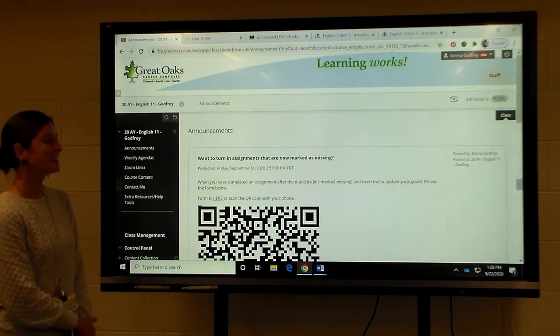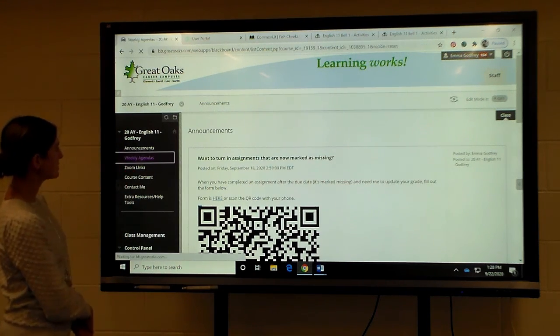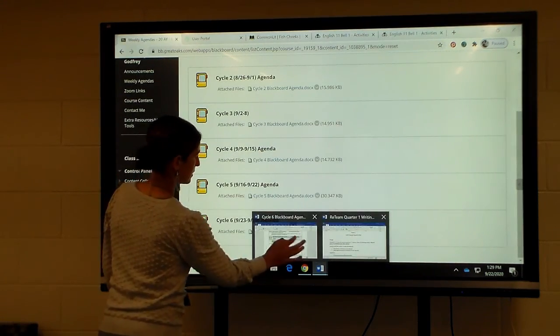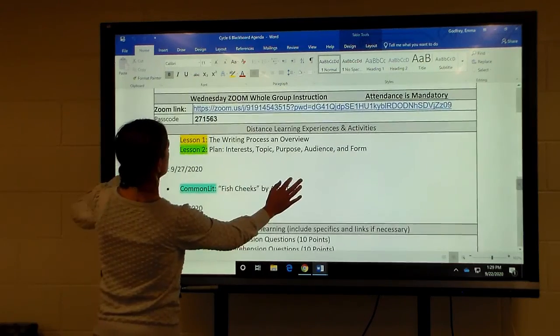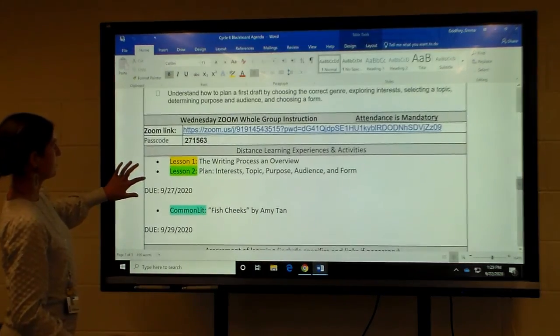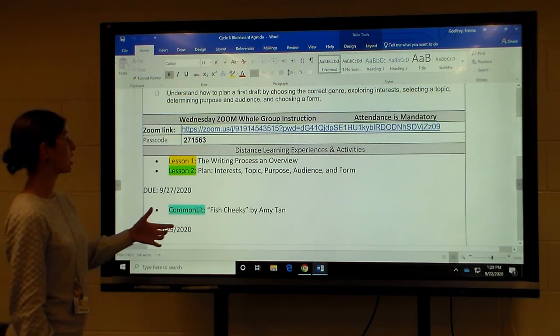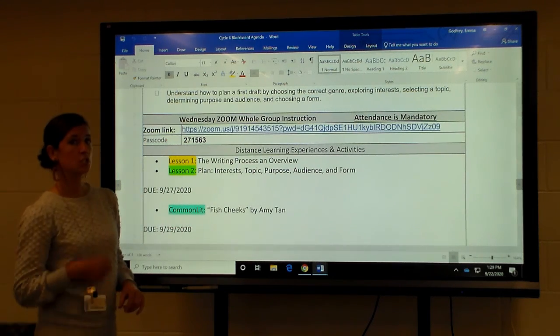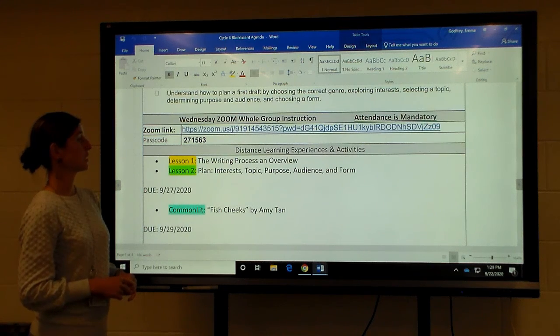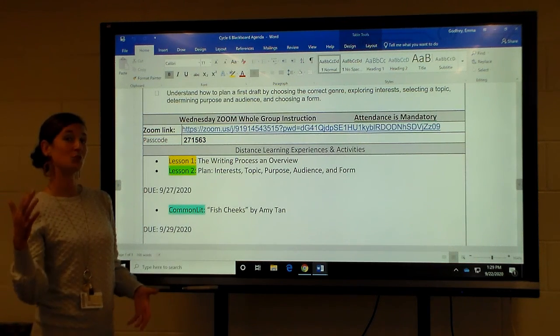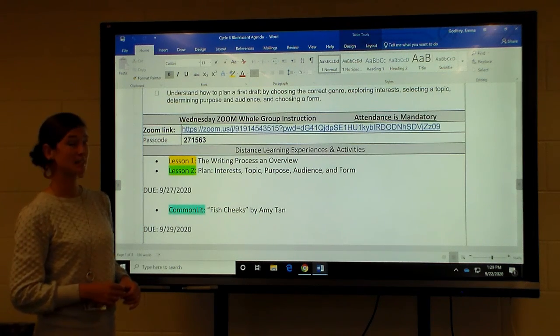All right, so our weekly agenda, posted in the same place each week, going down to Cycle 6. So once again, focusing on what do you need to do, and then later what's going to get graded. So we're actually moving on to Unit 2, which is really going to focus on the writing process. We're starting to gear up towards a much larger writing assignment than the paragraph we did last cycle.